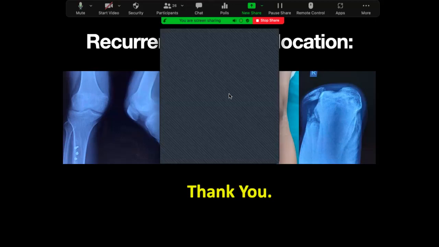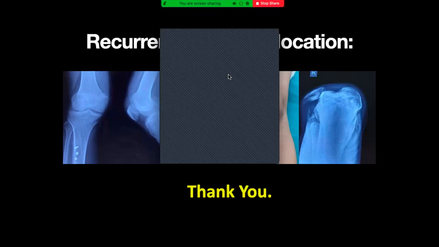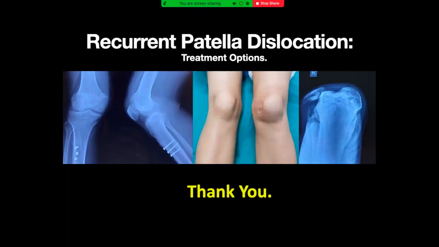Second, just commenting for the sake of discussion, on trochleoplasty: what is the youngest age at which you can proceed with trochleoplasty, if you find trochlear dysplasia in an 8, 9, 10-year-old?